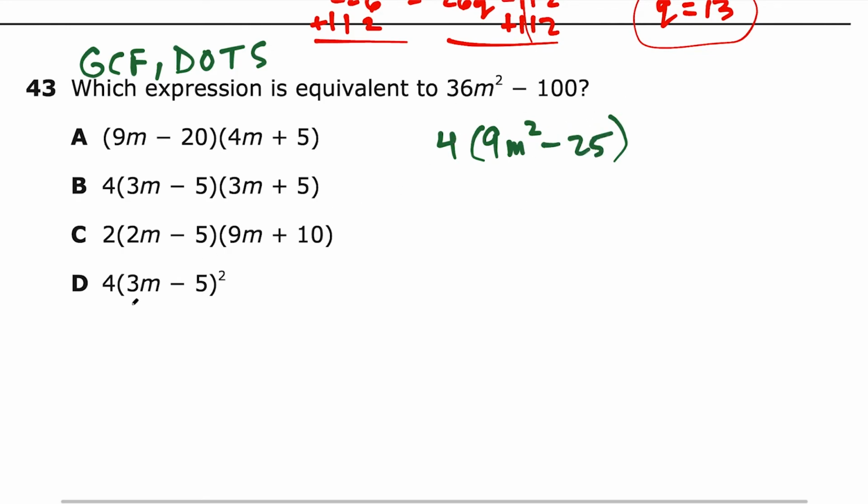And now this fits the form of difference of two squares. We have a squared minus b squared equals a plus b times a minus b. So looking at this here, I can see that our a term, the square root of 9m squared is 3m.